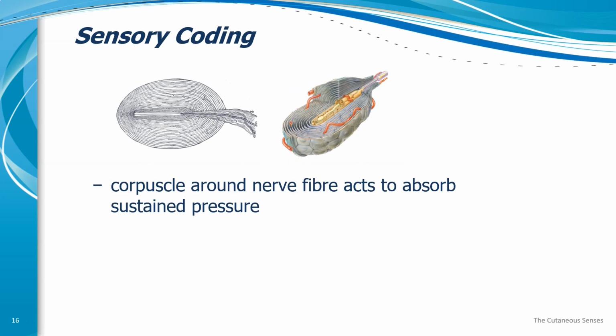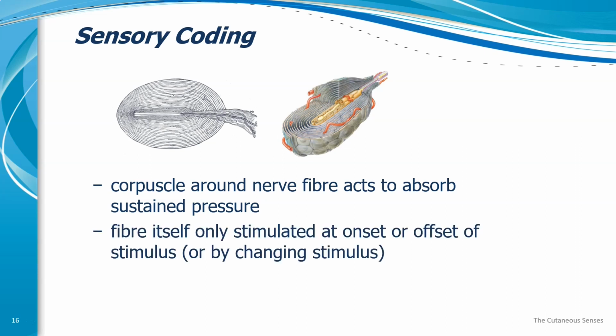Now, when pressure begins, all of that kinetic energy is transmitted to the nerve fiber in the middle, and it will send a signal when pressure begins. Now, as the pressure continues, that's absorbed by all of those layers, and the nerve fiber in the middle does not fire. But when you let go of the pressure, that will then cause the nerve fiber to fire again. There's a spring-back kind of effect. So the Pacinian corpuscle doesn't detect a sustained pressure, per se. What it does is it detects the onset and the offset of pressure.